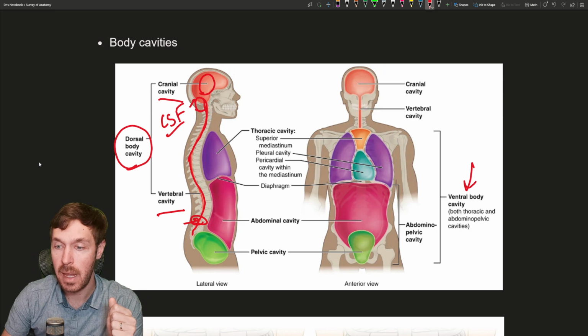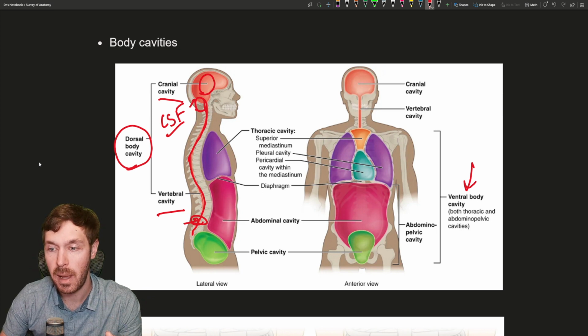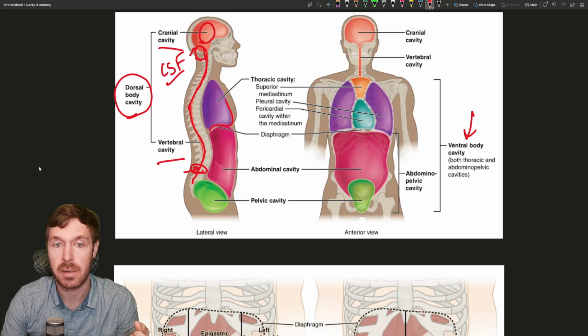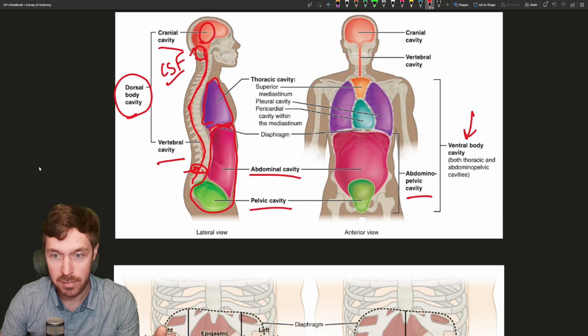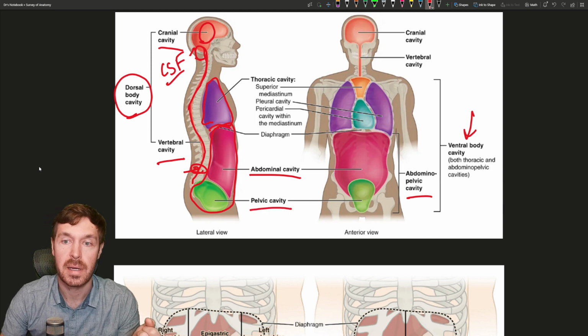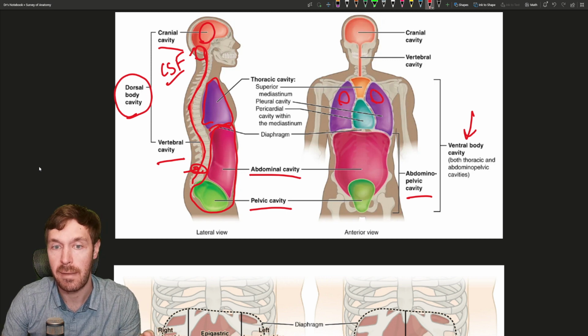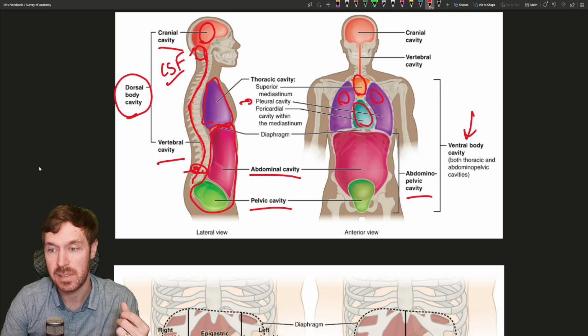Excuse me. And then the ventral body cavity. So the ventral body cavity has two main parts to it. There's the thoracic component up here, and then there's the abdominal pelvic cavity down here. So the abdominal pelvic cavity is made up of the abdominal cavity and the pelvic cavity. And then the thoracic cavity is made up of the two cavities that house each lung. So the pleural cavities, pleura is lungs. There's the superior mediastinum, and then within the mediastinum is what's called the pericardial cavity, which houses the heart.